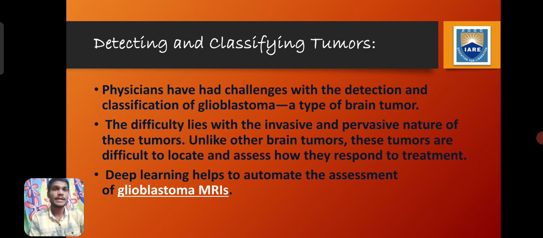Physicians have had challenges with the detection and classification of glioblastoma, a type of brain tumor. The difficulty lies with the immense and complex nature of these tumors. Unlike other brain tumors, these tumors are difficult to locate and assess how they respond to treatment. Deep learning helps to automate the assessment of glioblastoma using MRIs.